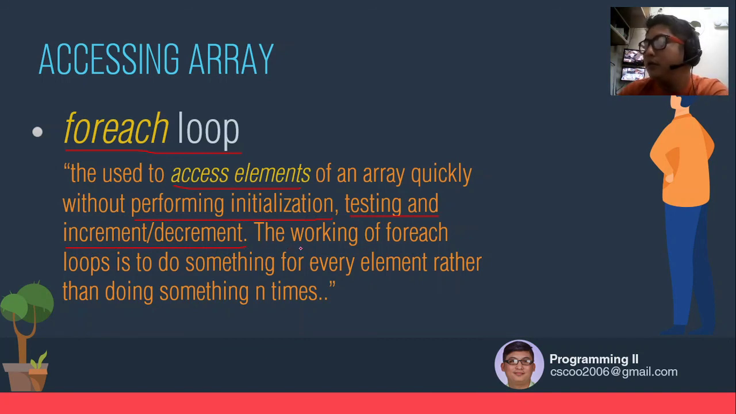The working of the for each loop is to do something for every element rather than doing something a number of times, which means the for each loop depends on how many elements you have rather than checking how many items the loop has. So the concern of the for each loop is looping inside the array until it reaches the end of the elements. Parang it's like end of file in a loop, but the difference is we access until the end of the elements.